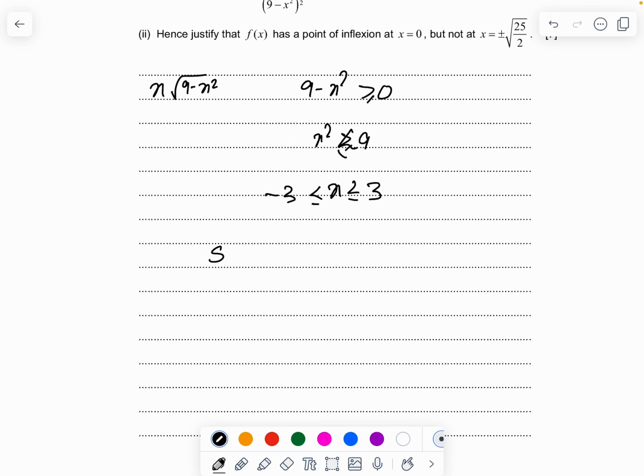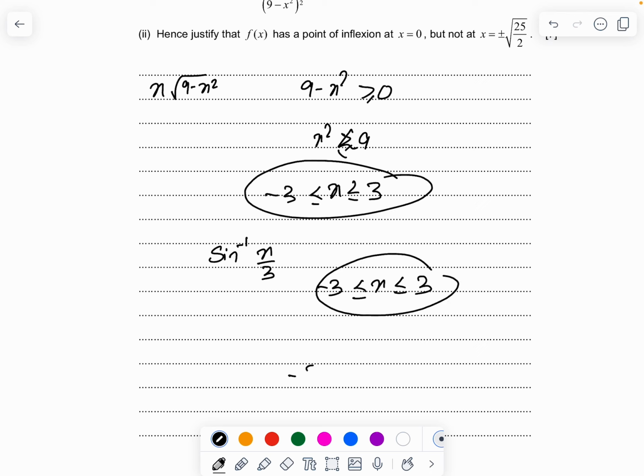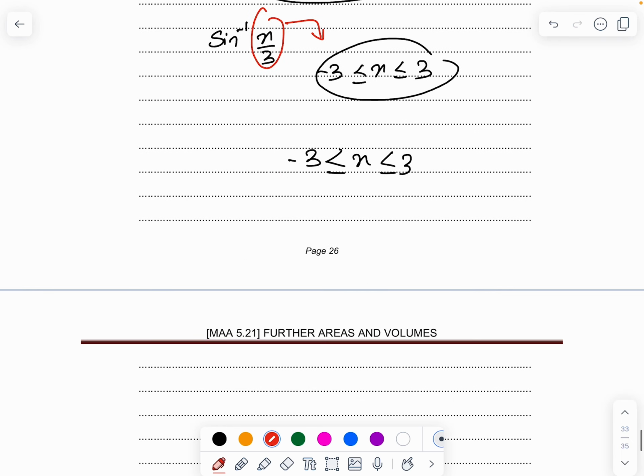Another part is sin inverse of x upon 3. Also x should be lying between negative 3 and positive 3. So the common domain is going to be negative 3 to positive 3, because the sine maximum and minimum values are plus 1 and minus 1. Based upon that, x lies between negative 3 and positive 3.